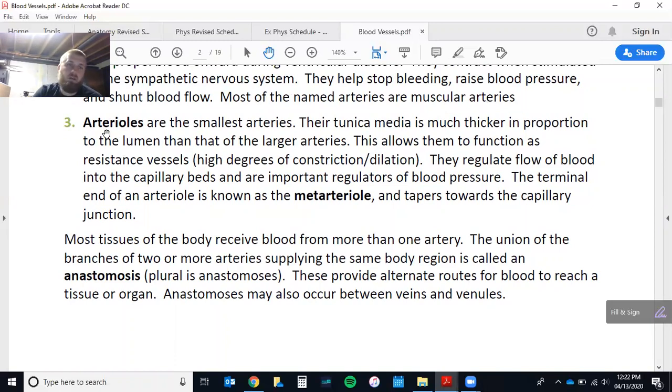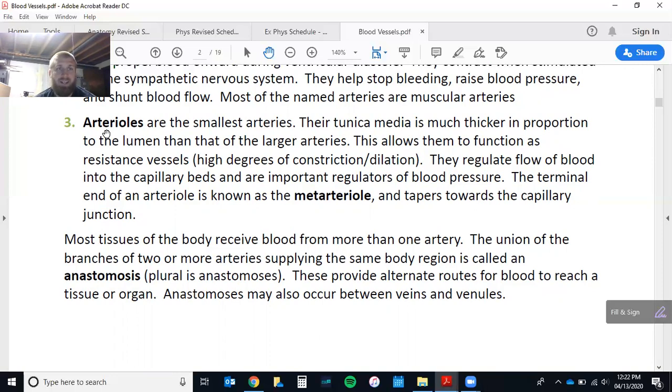And arterioles are where blood goes next from those muscular arteries. These are the smallest arteries. Tunica media is much thicker in proportion to the lumen than that of your larger arteries. That allows them to function as resistance vessels. That's kind of their nickname. They have high degrees of ability to constrict and dilate, which helps regulate blood flow into capillary beds and helps regulate blood pressure.